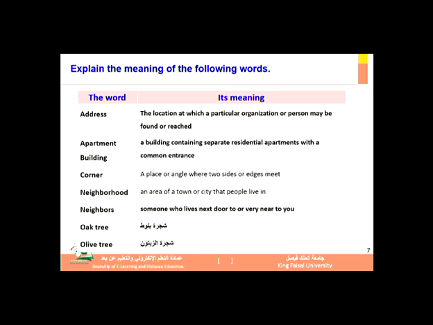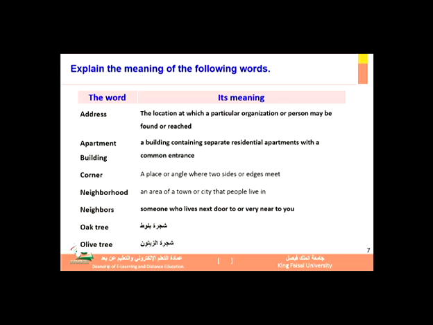The corner of a place is clearly a place or an angle where two sides or edges basically meet. Sometimes we use the word very frequently when we have two things crossing one another. The point where they meet, or the edges where they meet, is what we call the corner of the street, the corner of the book, and so on and so forth.